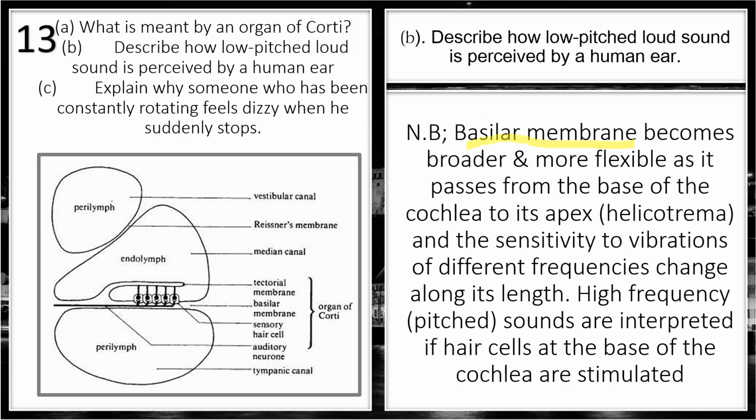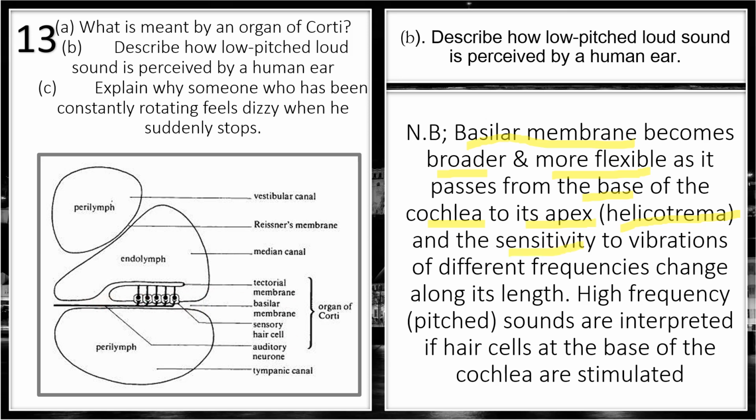The basilar membrane becomes broader and more flexible as it passes from the base of the cochlea to its apex, helicotrema. So the basilar membrane, when it comes from the base, becomes wider as it goes toward the apex. You can see it becomes wider when it is coming to the apex from the base of the cochlea.